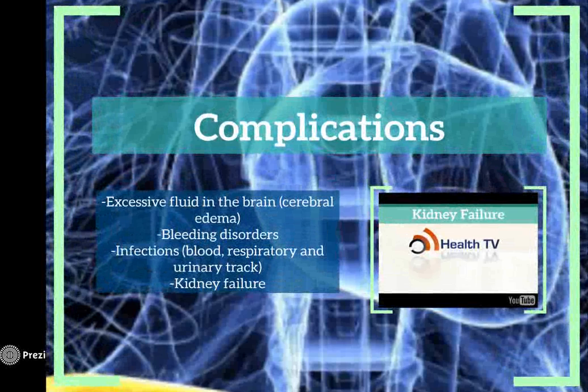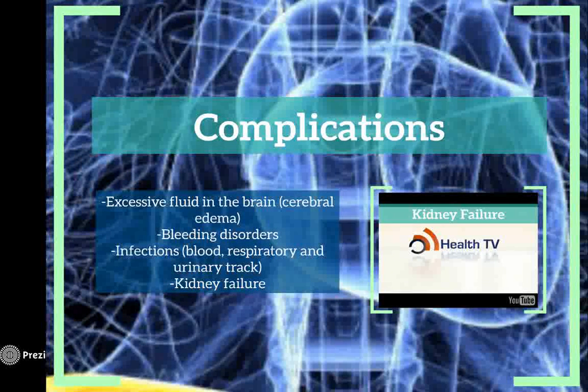Infections. People with acute liver failure are at a higher risk of developing a variety of infections, particularly in the blood and in the respiratory and urinary tracts. And kidney failure. Kidney failure often occurs following liver failure, especially in the case of an acetaminophen overdose, which damages both your liver and your kidneys.